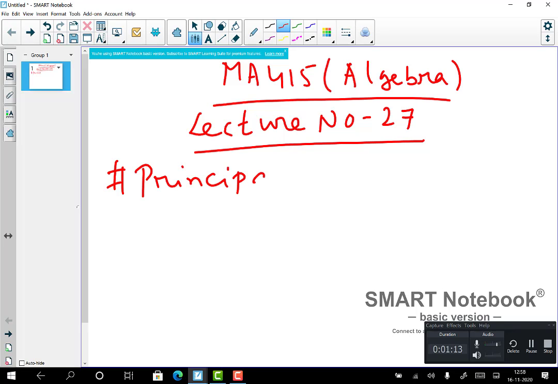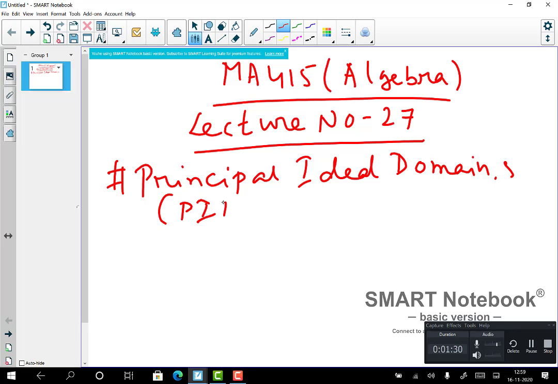Principal ideal domain. Okay, and we generally call this a PID. PID. Okay. Now, what is the definition of a principal ideal domain?